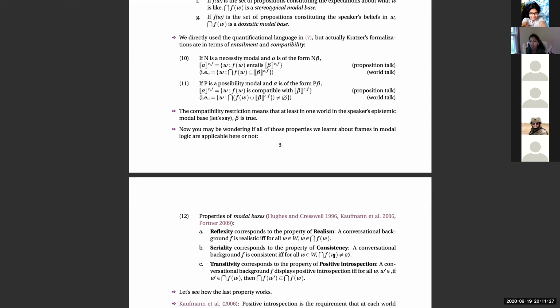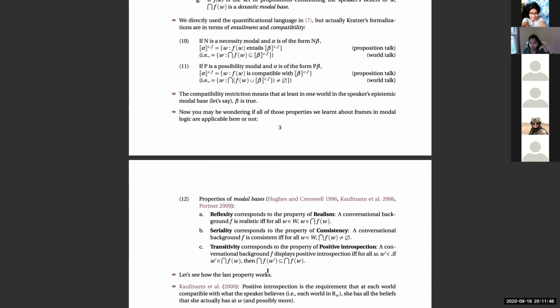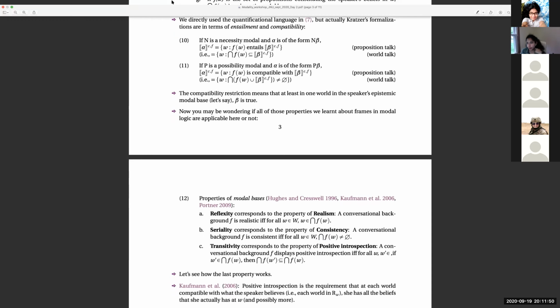Suppose you have P and Q and P is contradictory to Q. You won't find a world where both P and Q are true. So you can never generate a generalized intersection, get a modal base out of those propositions. So this property is saying that it can't be empty, so it has to be consistent. Okay. And transitivity corresponds to the property of positive introspection.